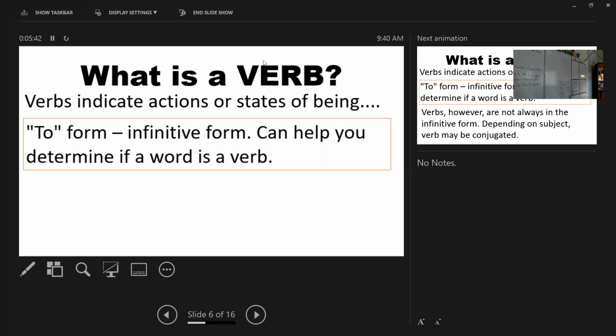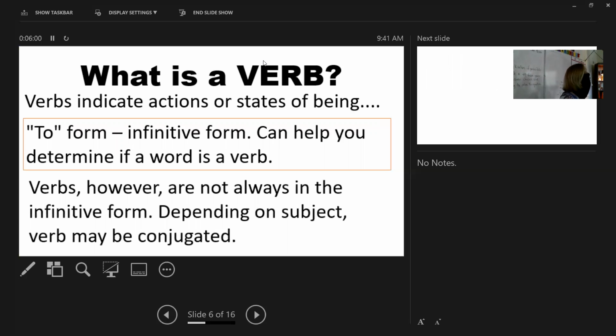Does that make sense? So if you look at the word running, you say, is running a verb? Can I put to in front of it? Can I make a form of it? To run. Yes, I can. So therefore, it's a verb. Does that make sense? But verbs don't stay in the infinitive form, do they? They change forms. They're metamorphic, right? They change on us depending on how they're used and depending on what subject they are paired with.